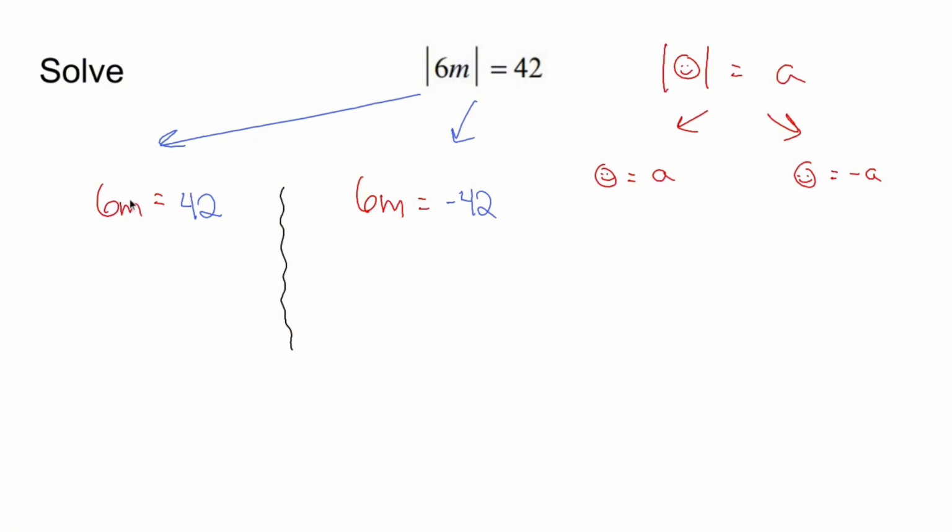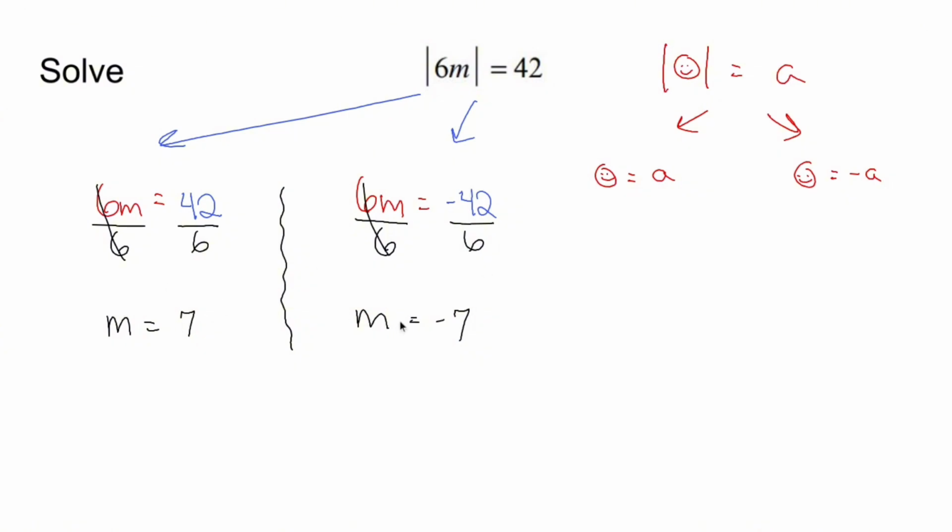Is m all by itself? No. 6 is being multiplied, so we do the inverse of multiplying by 6, and we divide both sides by 6. The 6 crosses out, and m equals 42 divided by 6, which is positive 7. We do the same exact thing over here. Is m alone? No. 6 is being multiplied to m. So divide both sides by 6, cross out, and m in this case equals negative 7.